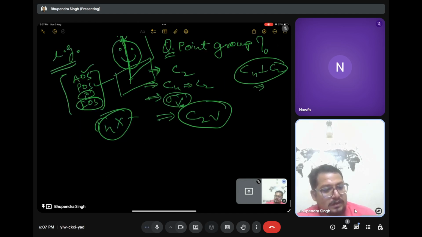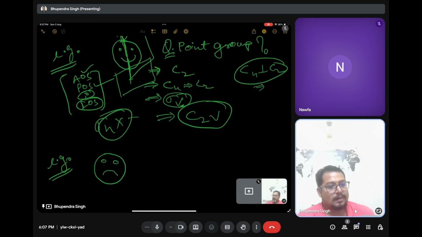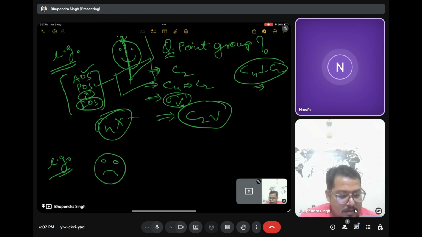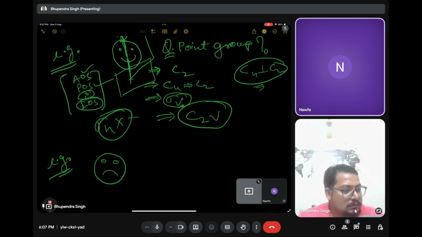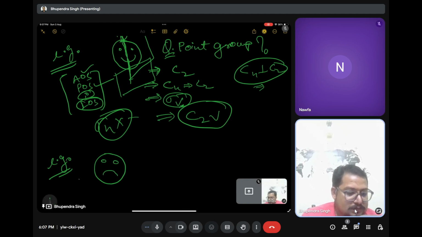So are you able to follow what I am saying, how to find out the point group? Okay. Let's see, find out the point group of this emoticon. Yes, C2V only. C2V.